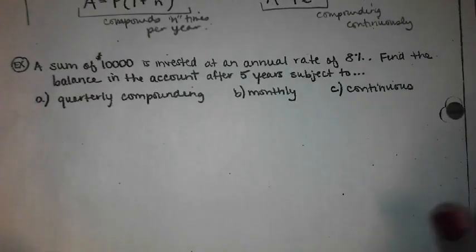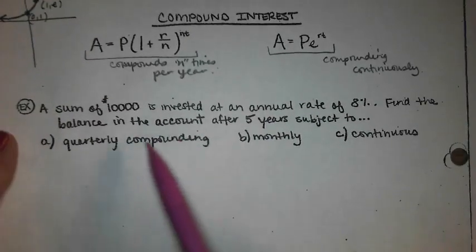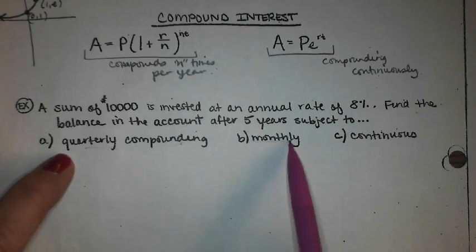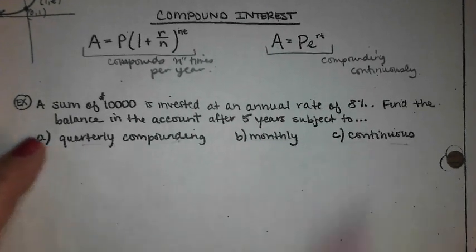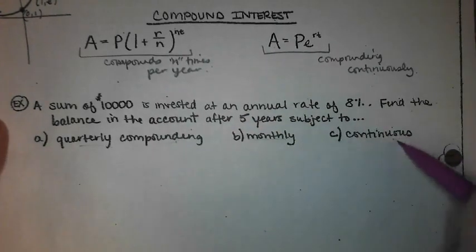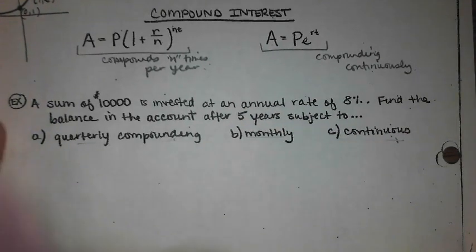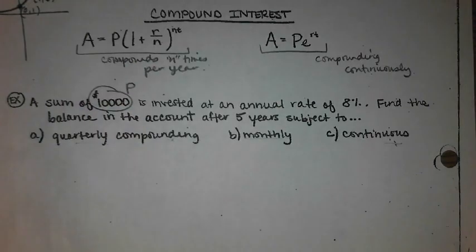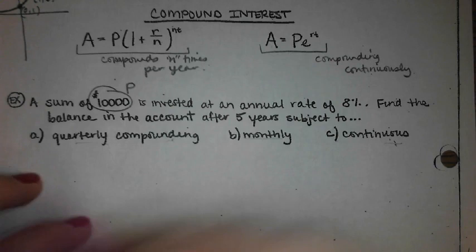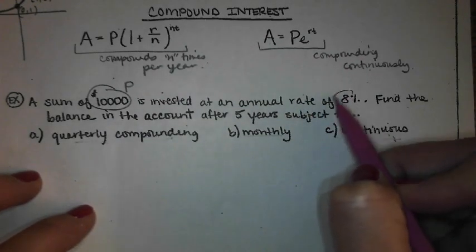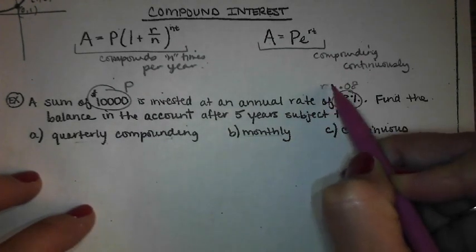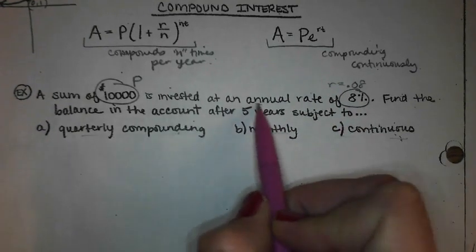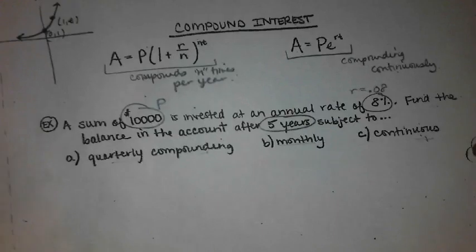In the example, we have a sum of 10,000, and this is really going to get us looking at the difference between compounding quarterly versus monthly versus continuously, and why continuous compounding is going to be the best. So the 10,000 is your principal amount, so that's the capital P for principal. Annual rate of 8%, you're going to use 0.08 as your R. Find the balance in your account after 5 years.